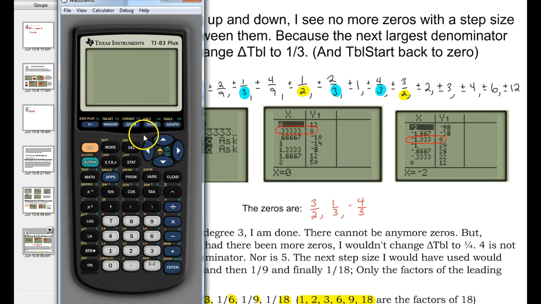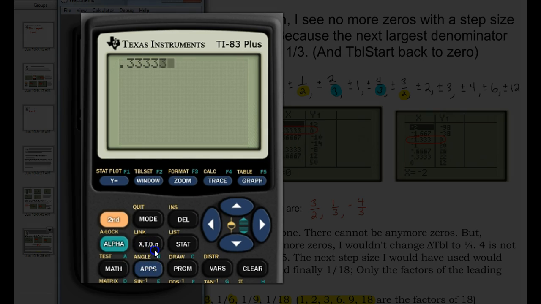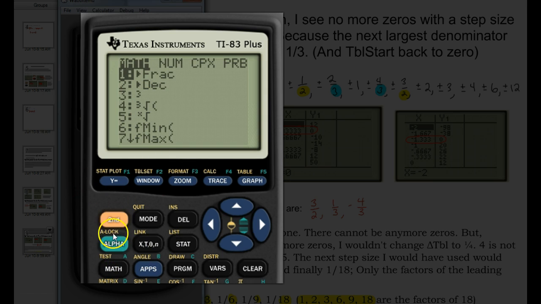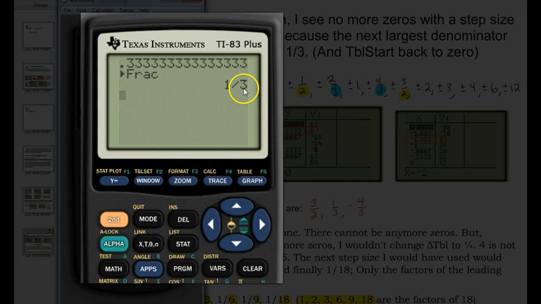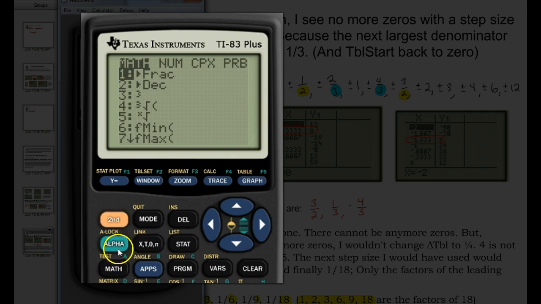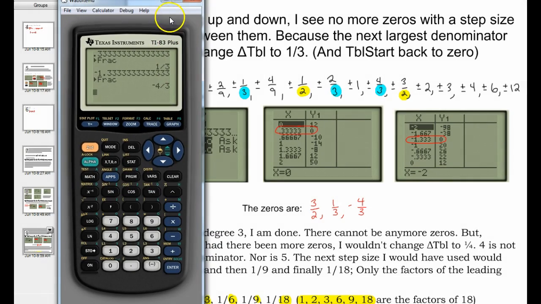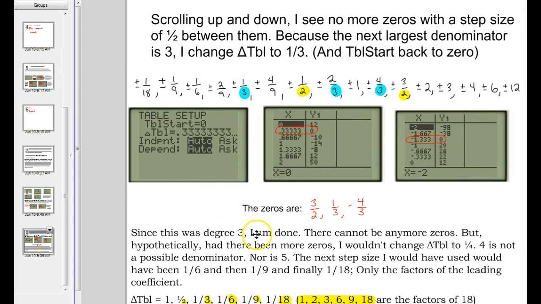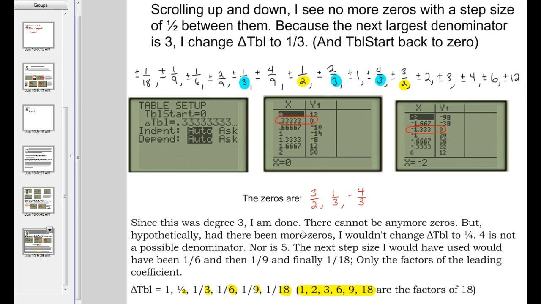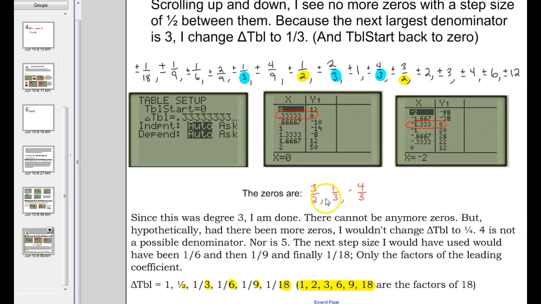From the home screen, second quit to get back to the home screen from the table. If I type in 3 repeating, a whole line of 3's, and then press math into fraction, my calculator says that's a third. And if I did negative 1.3 repeating, filling up a whole line, then math into fraction, the calculator says that's negative 4/3. So your calculator can change these things to fractions as well. Typically it's going to be looking for fractions. It'll ask you for fractions for these answers. So there are the zeros.